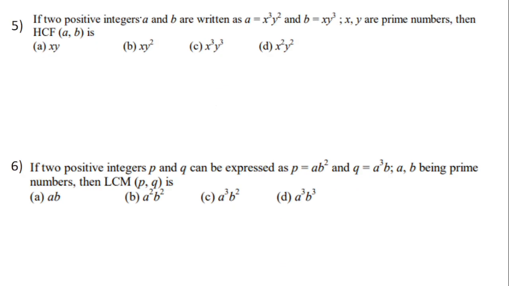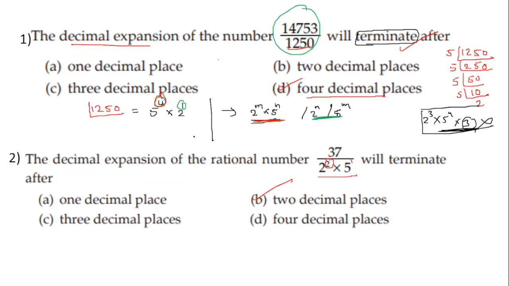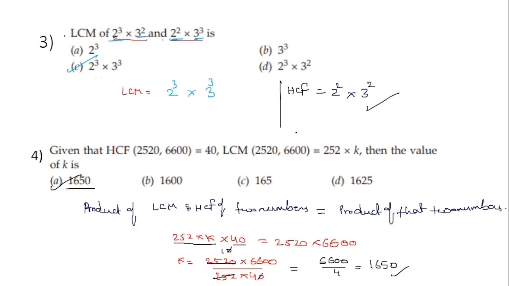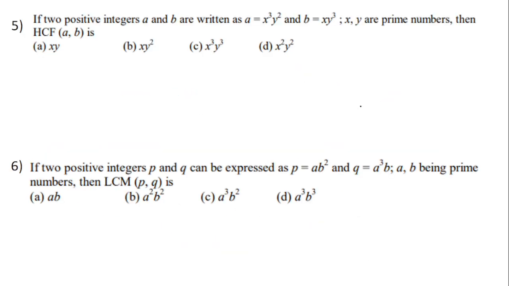See, if two positive integers a and b are written as a = x cube y square and b = x y cube, where x, y are prime numbers, then find the HCF of a, b. This type of problem we already discussed, maybe in the second or third one. Here we discuss the same thing. We should concentrate on the least power. Okay, let us see.